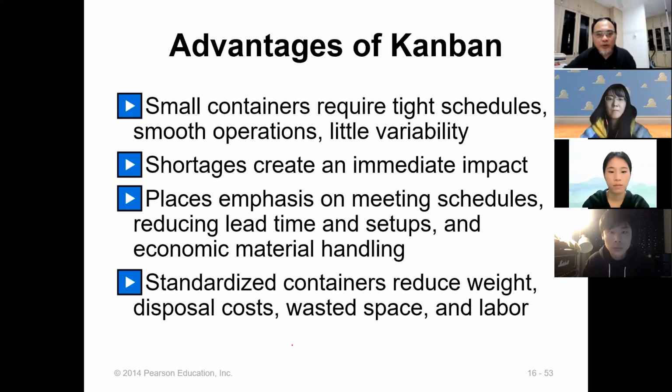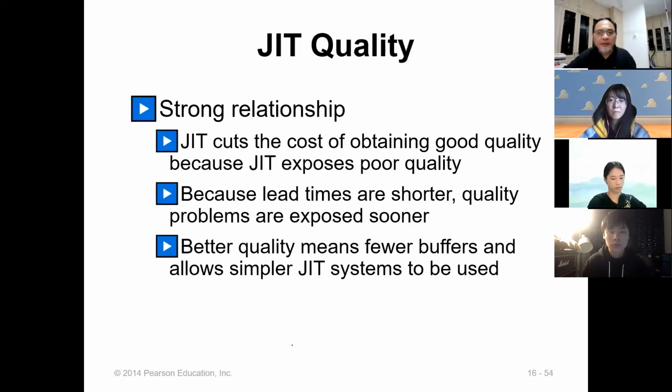So small containers require very tight schedules and smooth operation. That means the smaller the lot sizes, the more difficult it is to monitor and control the exchange and also the delivery to the production line. That is Kanban. So you need a Kanban. Now we say we need scheduling, Kanban, and then JIT quality or lean quality.